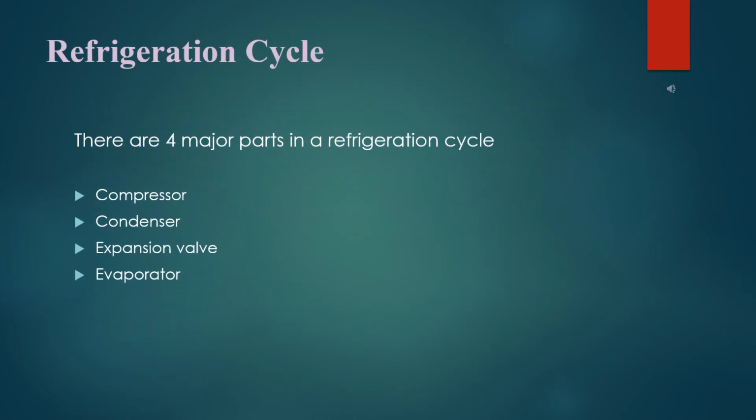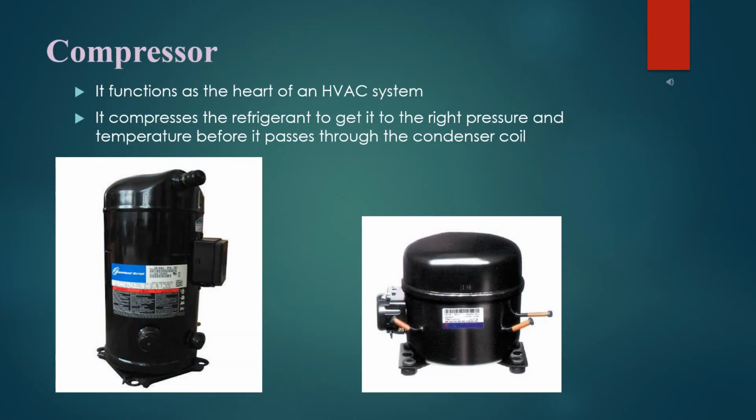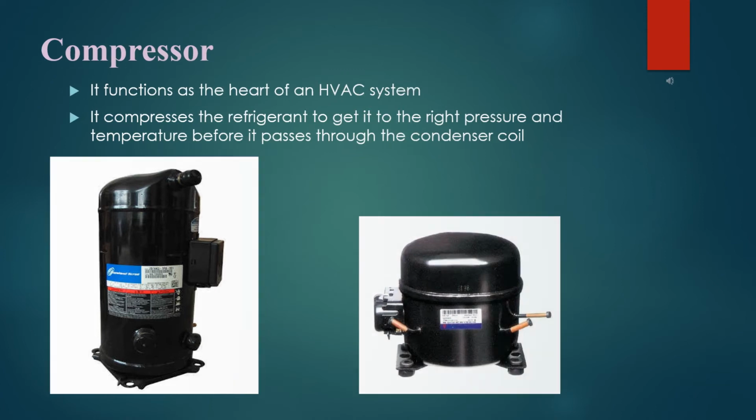That is refrigeration cycle. The 4 major parts in refrigeration cycle are compressor, condenser, expansion valve and evaporator. Compressor. It functions as the heart of an HVAC system. It compresses the refrigerant to get it into the right pressure and temperature before it passes through the condenser coil.